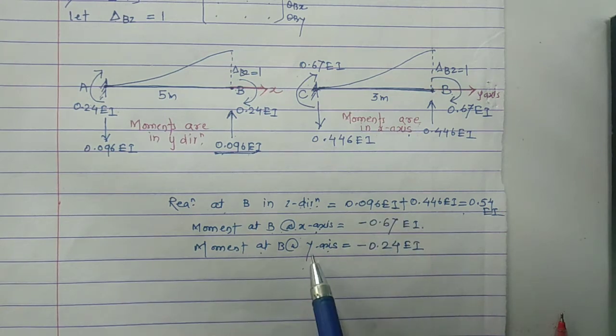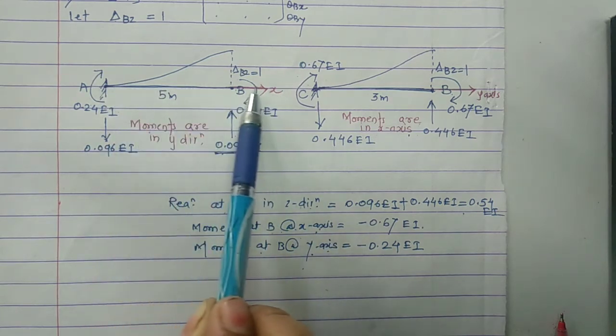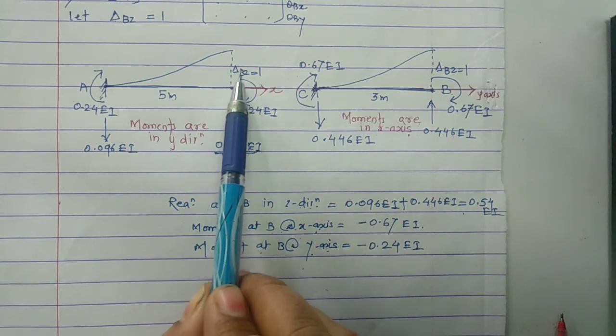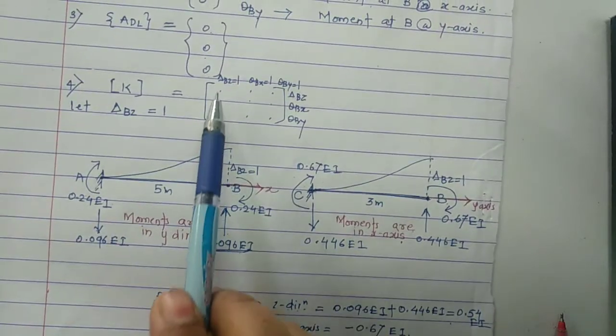Third point, moment at B about y-axis. So about y-axis, AB member as it is along x-axis, their moments are along y-axis. So here moment at B which is along y-axis, clockwise 0.24 EI. Okay, so this way the first column is completed here.